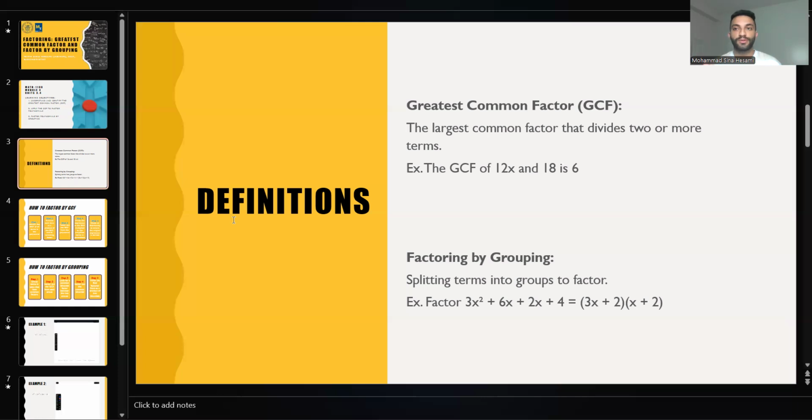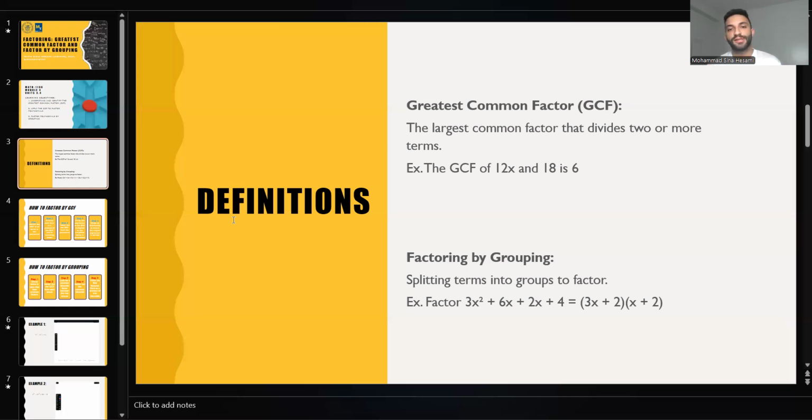Another point is that we can have common factors between numbers, and we can have common factors between variables, which we will go over in the examples in the next slides. Here we had 12x and 18, but 18 didn't have any variables, so we didn't look at a common variable between 12x and 18. 12x definitely had a variable, but since 18 didn't, we didn't go over a common variable within these two terms.